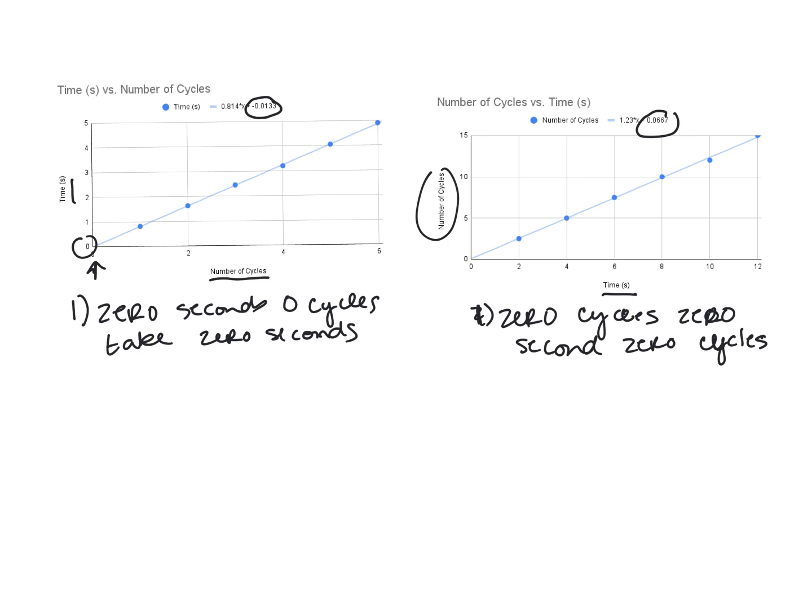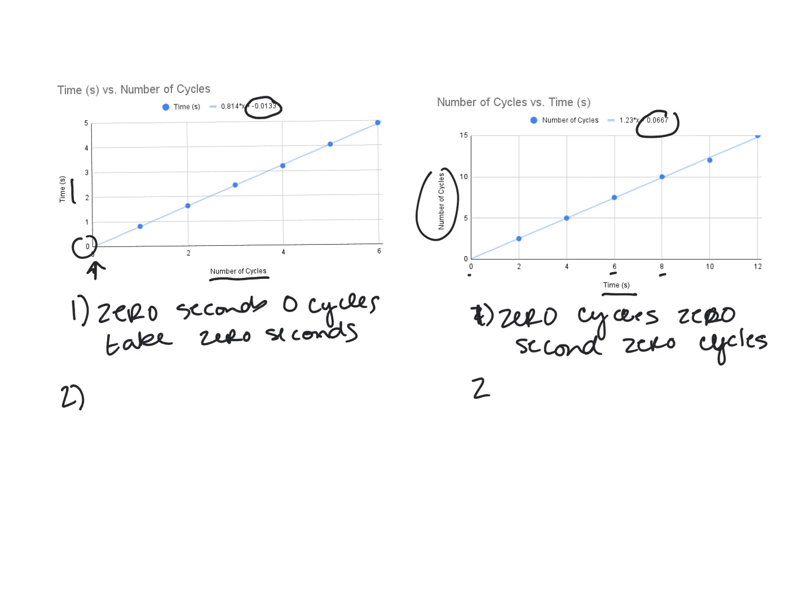Vice versa, on this graph, I changed the time, so I counted how many cycles in 2 seconds, how many cycles in 4 seconds, how many cycles in 6 seconds, 8 seconds. Had I counted how many cycles in 0 seconds, I would have had 0 cycles. I couldn't have had any cycles in 0 seconds. So that's question number 1.